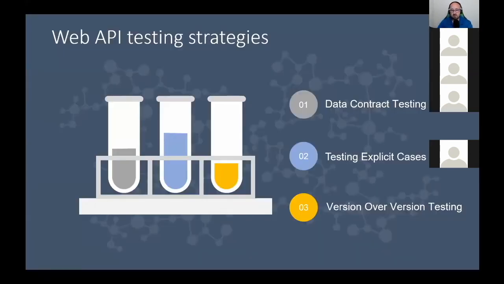So what we're going to look at today is basically 3 types of testing web APIs. The first one is data contract testing, which a lot of the time gets overlooked or gets done manually. But there are a couple of tools out there that will allow us to do data contract testing. Testing explicit cases, and then version over version testing is going to be the final strategy we're going to look at today.